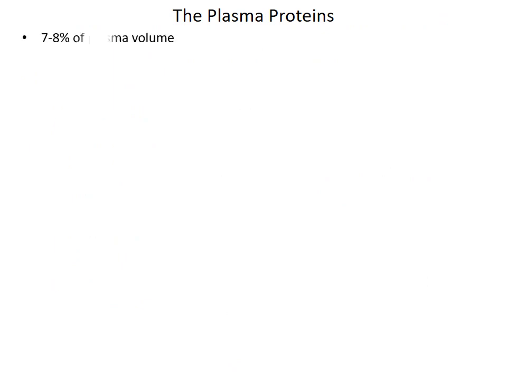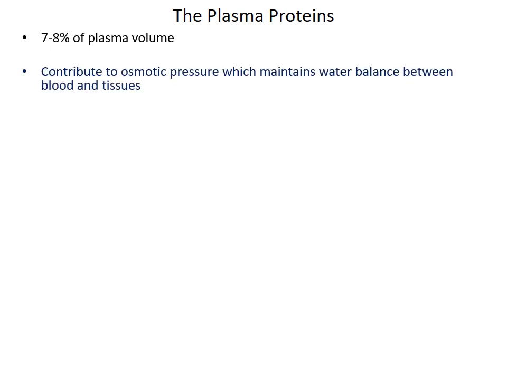Coming on to the plasma proteins, 7 to 8% of plasma volume is contributed by the plasma proteins. And one of the important factors contributed by the plasma protein is the osmotic pressure. It is the presence of the osmotic substances in the plasma, right? In this, albumin is the major contributor. Albumin is one of the major plasma proteins contributing to the osmotic pressure, which maintains the water balance between blood and tissues. This is the force that determines whether the blood has to lie inside the blood vessel or it has to go to the interstitial space.